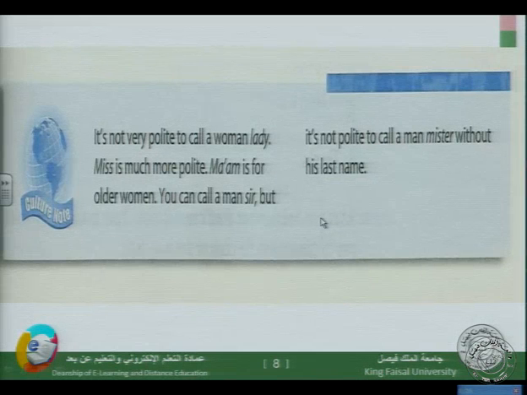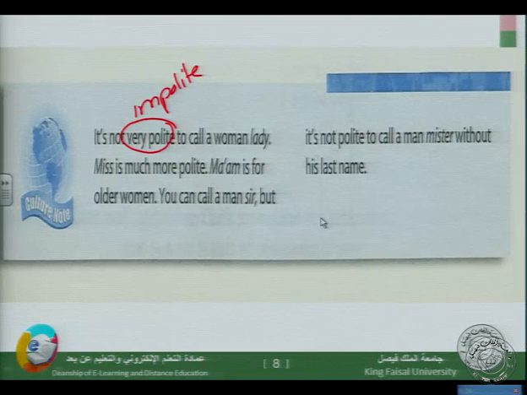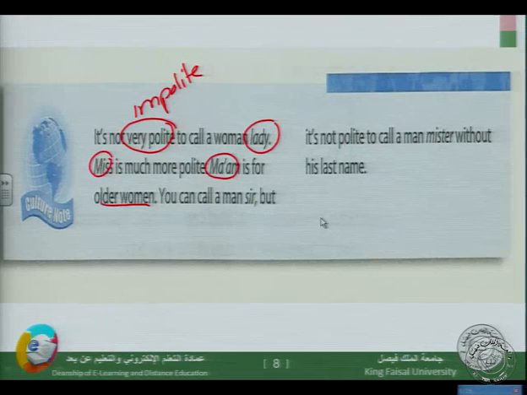We have different cultures. In our culture, sometimes we call a woman lady. But in the American culture, it's very impolite to call a woman lady. Impolite is the opposite of polite, or means not very polite. You can use miss. You can also use ma'am for older women, but not miss for older women.